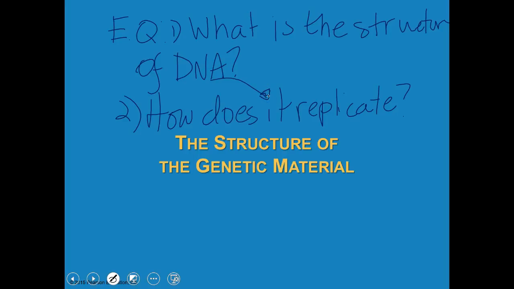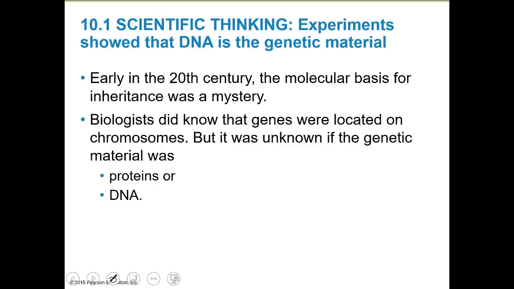All right, so let's start with this structure, and this gives us a little history. It's not quite as important to get the history, but at least we'll get some background knowledge. So early in the 20th century, the molecular basis for inheritance was a mystery. Nobody really knew how it happened. Biologists did know that genes were located on chromosomes. We did know that. But it was really unknown whether the genetic material was proteins or DNA.